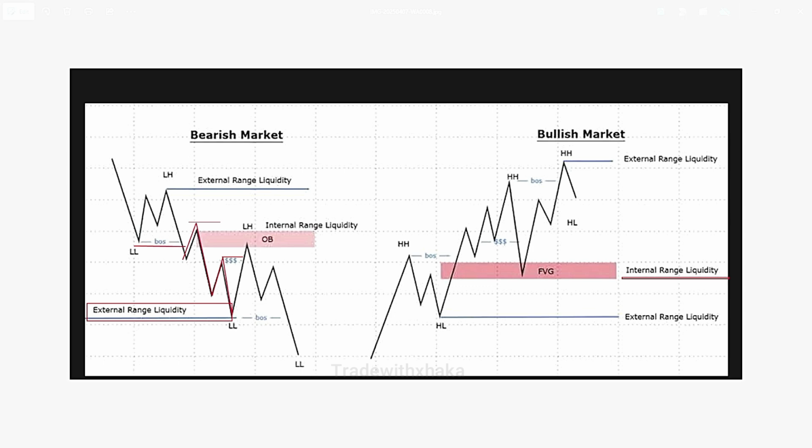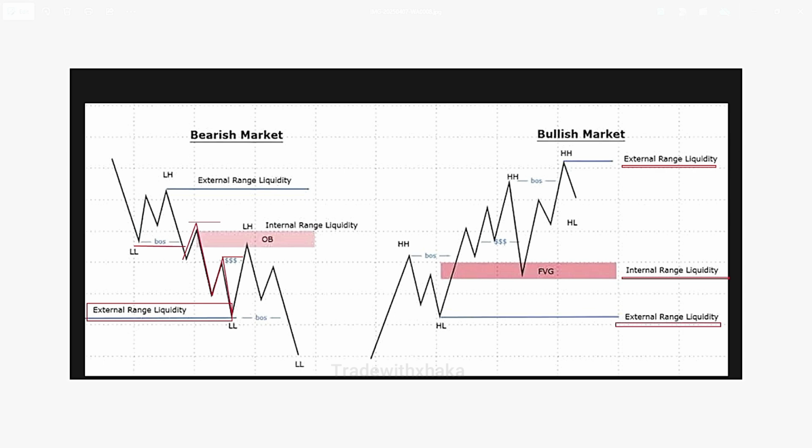I hope this is clear. Now let's look into external range liquidity. External range liquidity sits outside the range. That's where the removal happens. You can see that this is our external range liquidity. This is our external liquidity. Institutions like it very well.